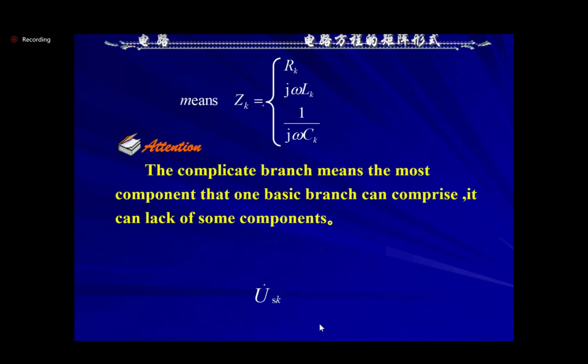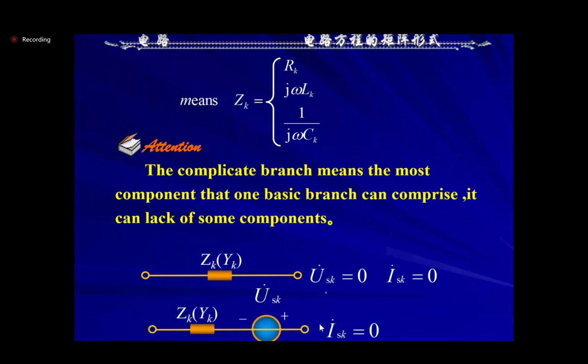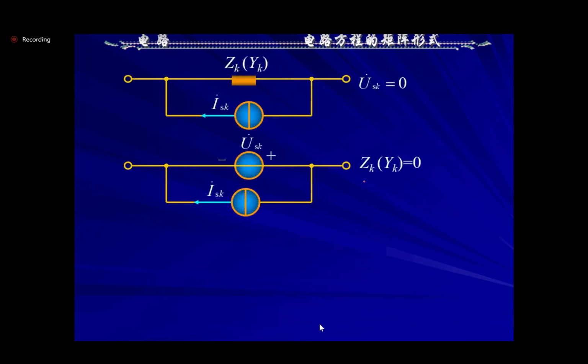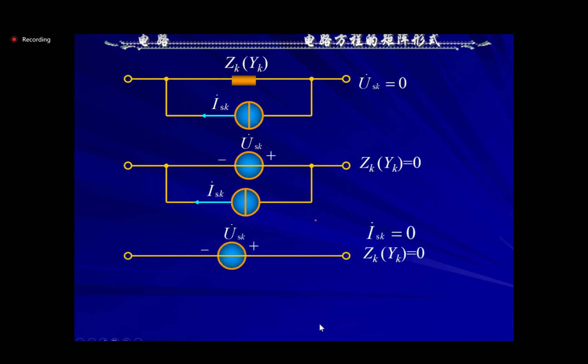This means that ZK can be only a resistor, inductor, or capacitor. The complicated branch means the most components that one branch can comprise. They can lack some components. For example, you can have only one resistor ZK, no voltage source, or no current source, or no ZK, or only one voltage source, or only one current source.